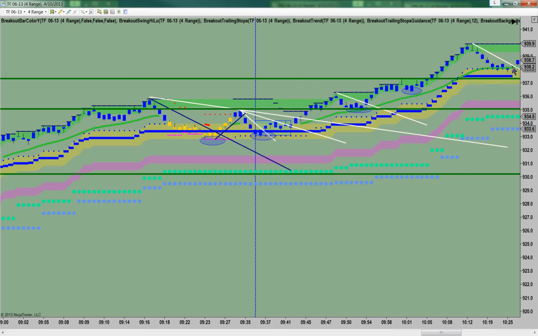Because where's my next stop down, by the way? If I was to not hold this one and I thought it was going to go lower, well, for one thing, if they're going to break my trend line, I don't want them to go lower. And clearly, the previous swing that held was here. And this would be quite a stop, and I wouldn't do that.